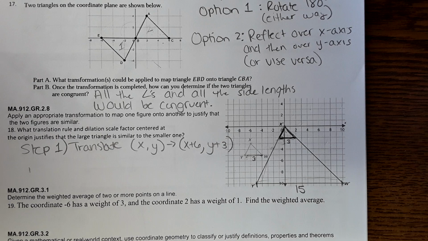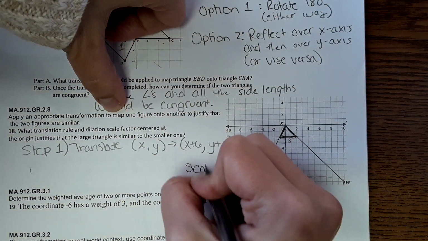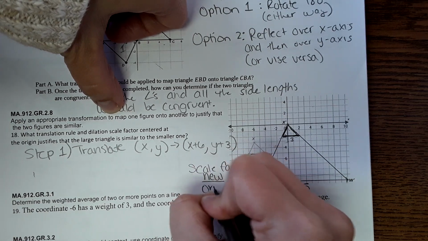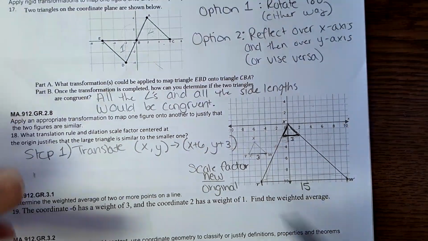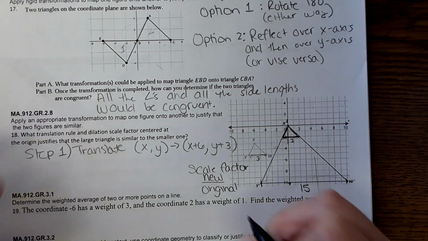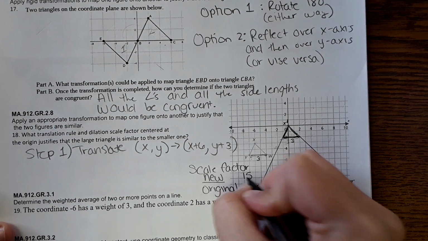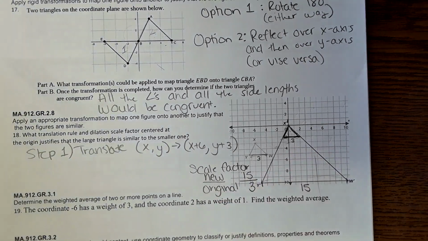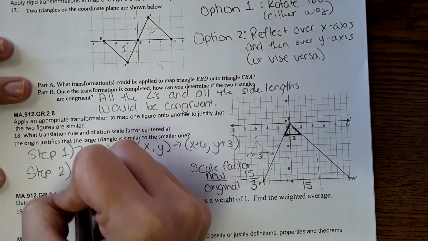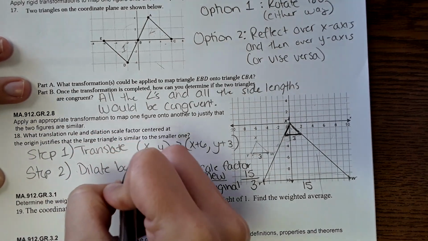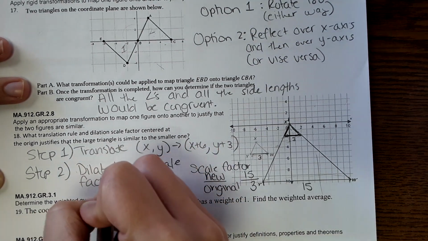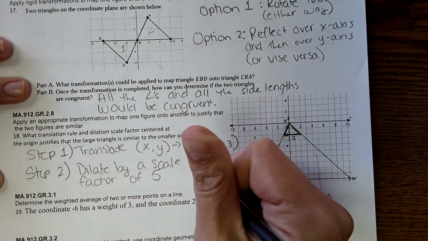How do you know which one to do? Well, remember scale factor is new over the original. In this case, the new one is the big one. It has the prime symbol. So the new one is 15 and the original is 3. So divided by 3, we get 5. So step 2, dilate by a scale factor of 5.